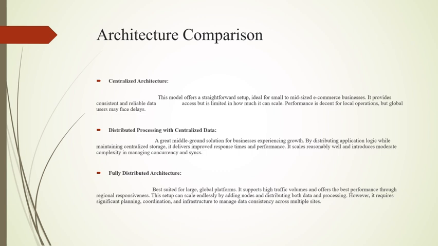The next one, distributed processing with centralized data, is a step up. It offers better speed and scalability without completely overhauling your data architecture. It's great for businesses that are growing fast but aren't quite global yet. The next one, fully distributed systems, is ideal for global platforms. They provide the best performance and availability but come with higher complexity and cost. Ultimately, the right choice depends on your business size, growth goals, and technical capabilities.